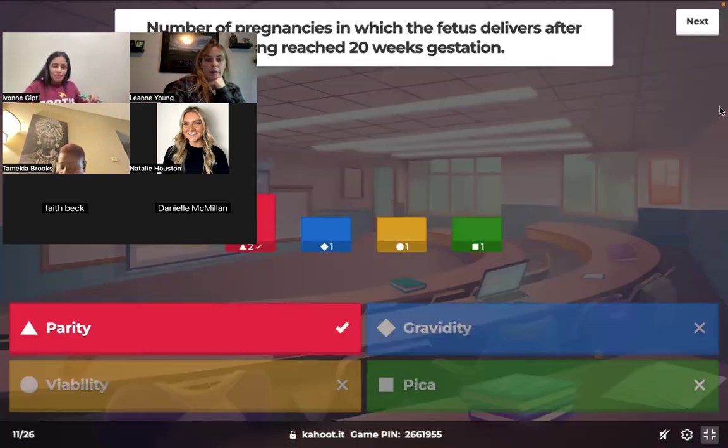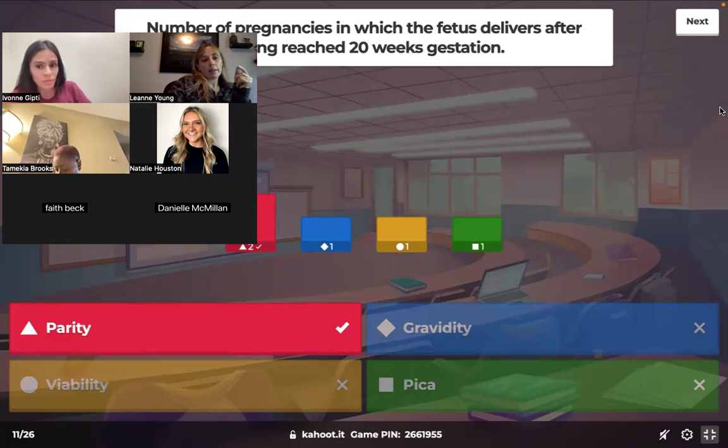Yes, so this is your parity. This kind of goes back to GTPAL. Your G's and P's is your gravidity and your parity. Your gravidity is how many times a woman has been pregnant. And that does not necessarily mean full-term gestation. That could include ectopic pregnancies, miscarriages, chemical pregnancies. Those kinds of things would all be considered a pregnancy and would fall under your gravidity. Your parity is the number of pregnancies in which the fetus is delivered after reaching 20 weeks gestation.